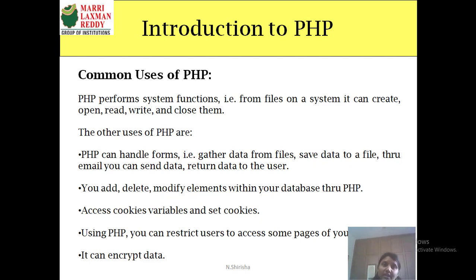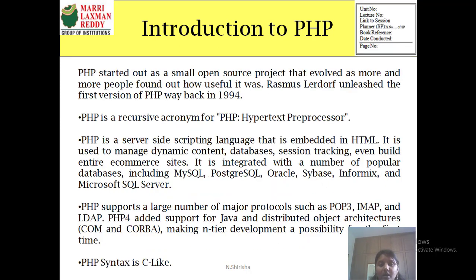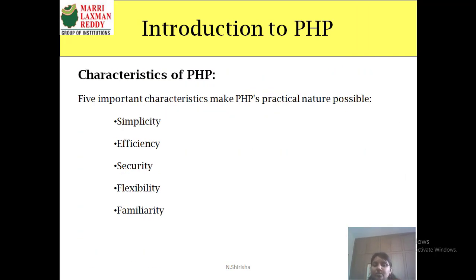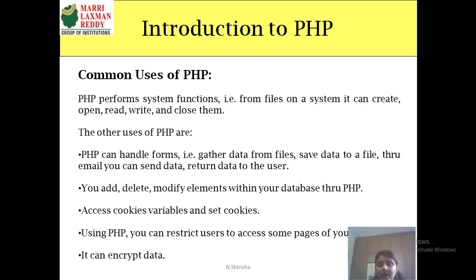And you can access cookies, variables, and set cookies. A cookie is just temporary data: who is accessing now, at what time he has accessed, and what he accessed. So the entire information you can know, which is temporary data stored using the cookie. And using PHP you can restrict users from accessing some pages of your website, and it can encrypt the data. So PHP provides simplicity: it is simple, it is efficient, it is providing security, it is flexible and familiar. Right. So these are a few characteristics.